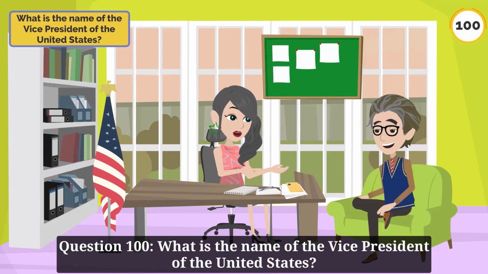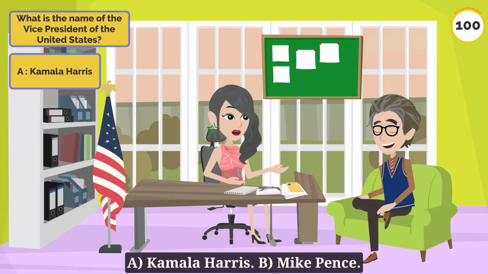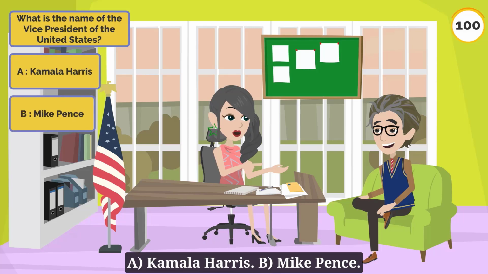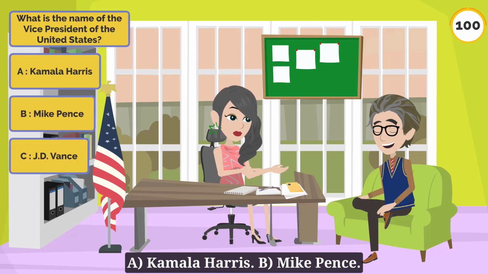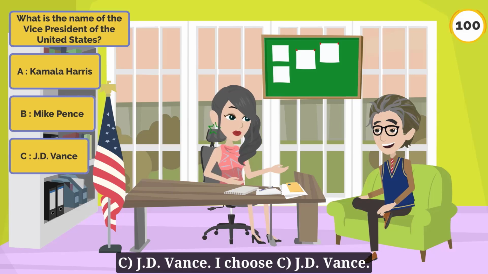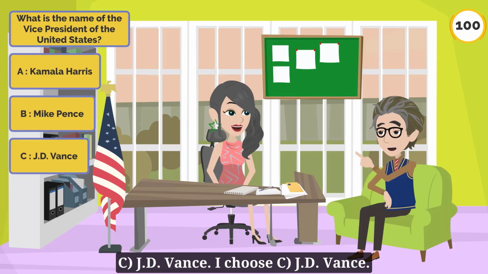Question 100. What is the name of the Vice President of the United States? A. Kamala Harris. B. Mike Pence. C. J.D. Vance. I choose C. J.D. Vance.